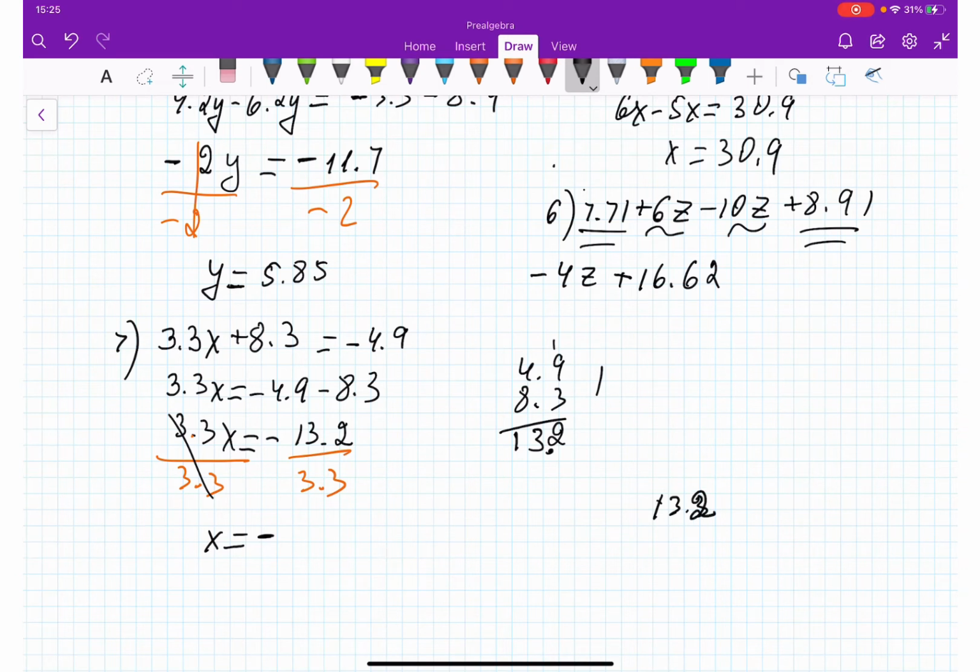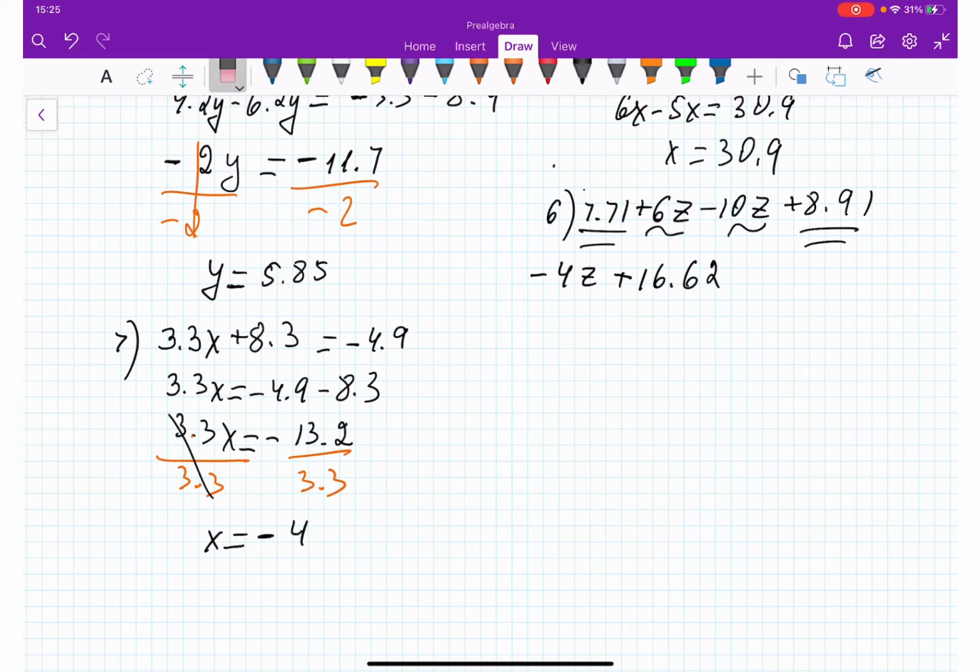Now 13.2 divided by 3.3. Okay, 3.3, I am moving by 1 position to the right, 33, and 13.2, moving by 1 position to the right, it's going to be 132, right? All right, so let's see how many times. 4 times looks like 12, 12, 13. There we go.